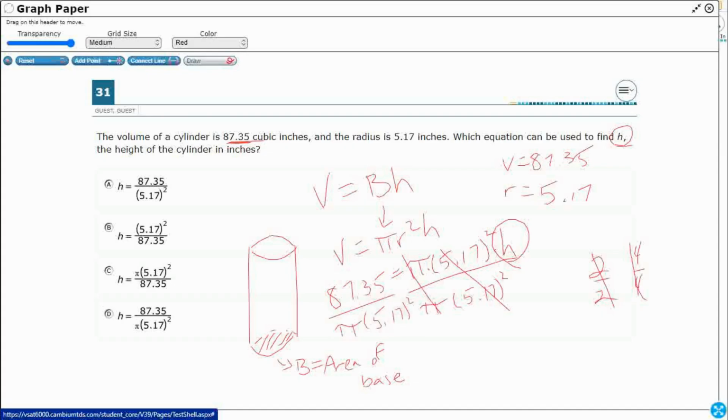And so that's going to get me my answer right there, and we see that right here on D. I've got the 87.35, and it's divided by pi times 5.17 squared. So D is my answer.